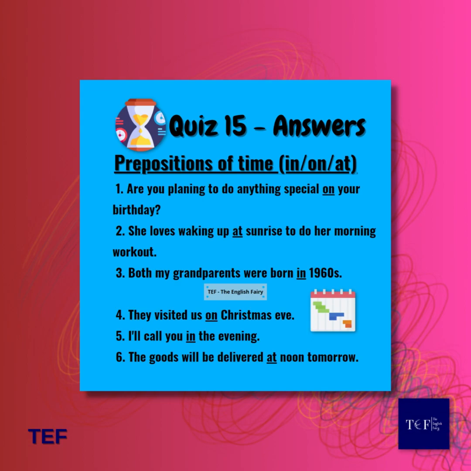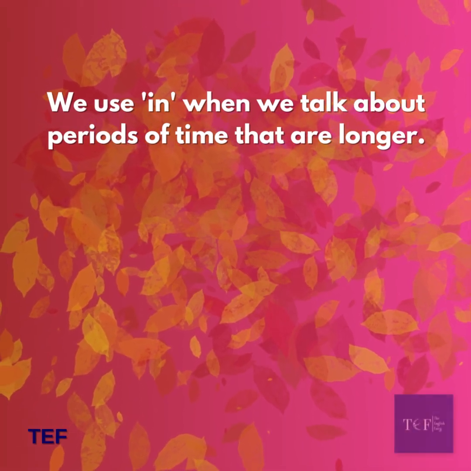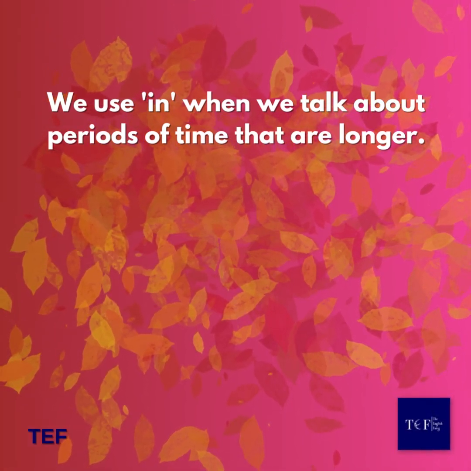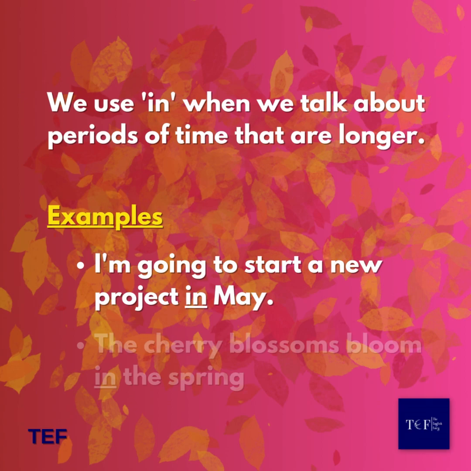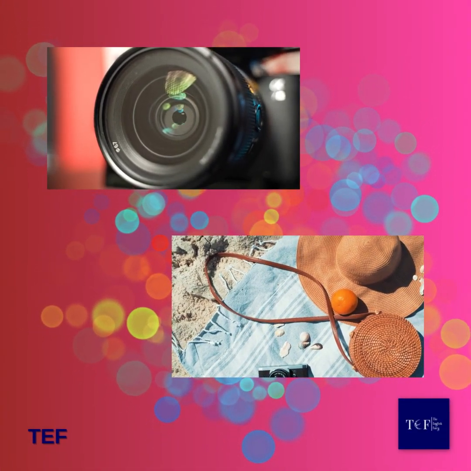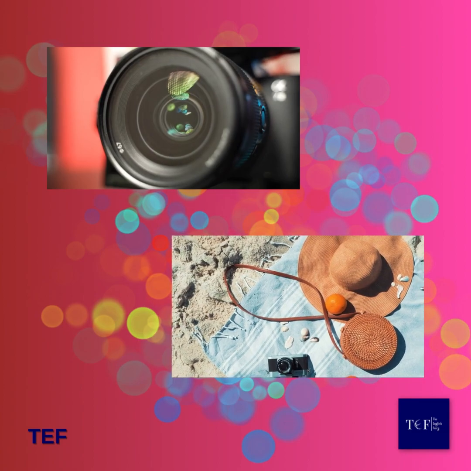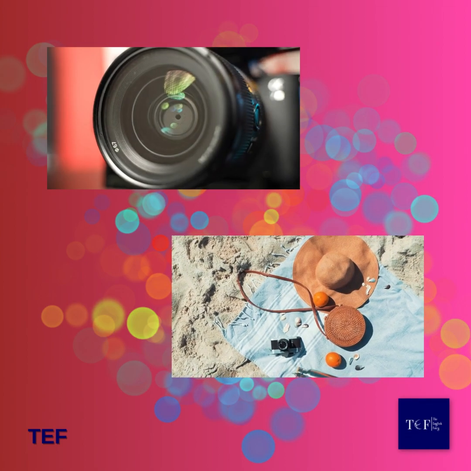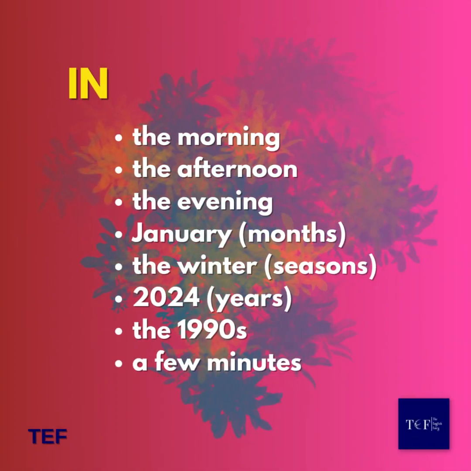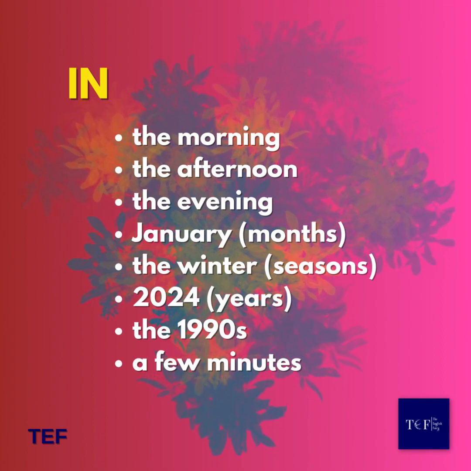Let's start with in. We use in when we are talking about periods of time that are longer, like months, seasons, or years. For example, I'm going to start a new project in May. The cherry blossoms bloom in the spring. In is like a wide-angle lens that zooms out and captures a bigger picture. You know, like when you take a panoramic shot of a beautiful landscape. Here are some more examples for when to use in.